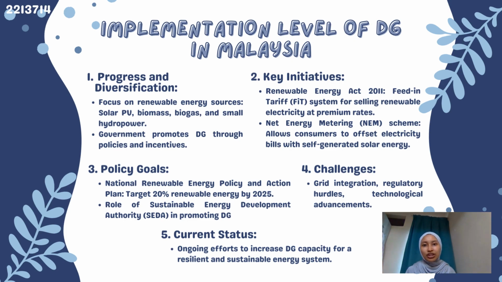The implementation of distributed generation (DG) in Malaysia has been progressing steadily as the country aims to enhance energy security. Distributed generation in Malaysia predominantly includes renewable energy sources such as solar photovoltaic (PV), biomass, biogas, and small hydropower. The Malaysian government has been actively promoting the adoption of DG through various policies and regulatory frameworks.